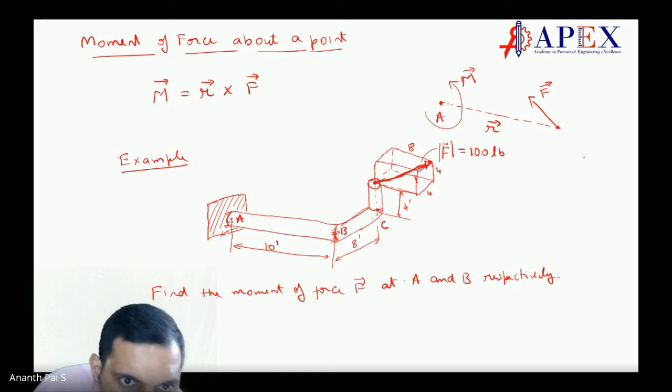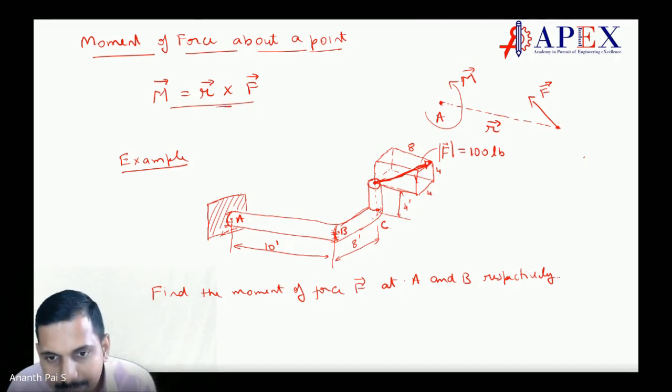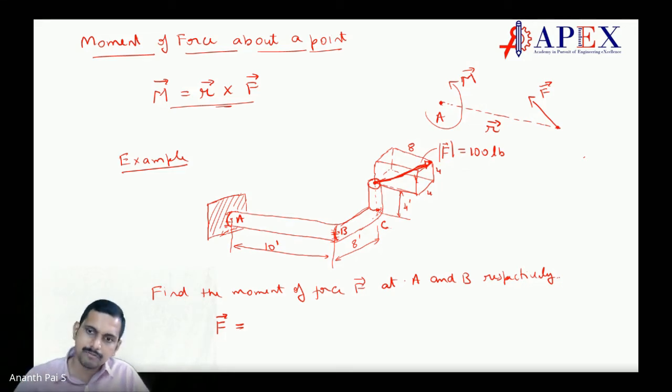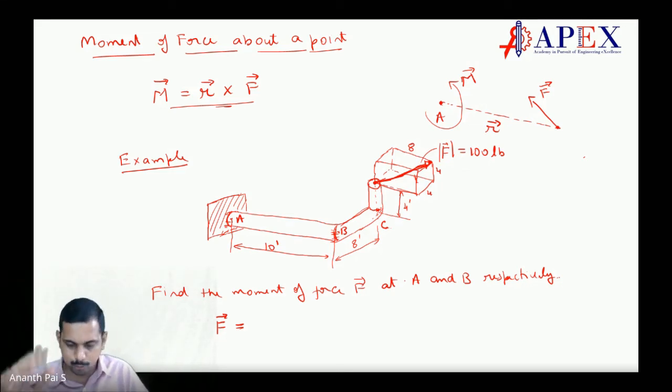I have told what moment of force is: r crossed with F. Can we find it out? First thing we have to find out is what is F. What is F, students? Put it in terms of i, j, k. Whenever difficult questions are there, let us start with simple understanding. Find out what is the force F.